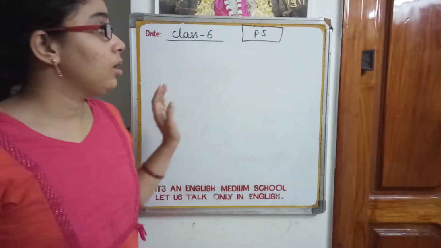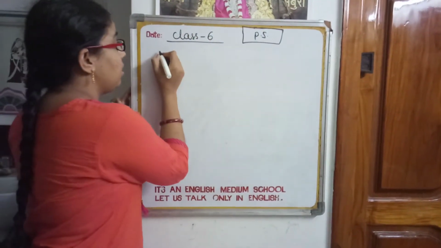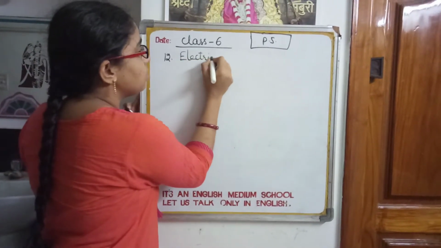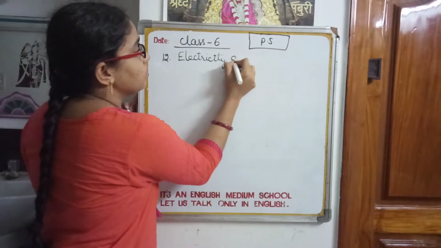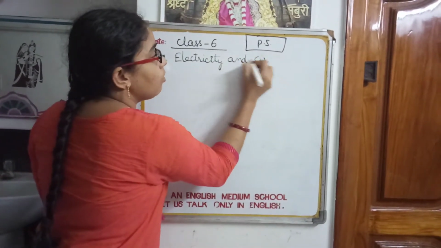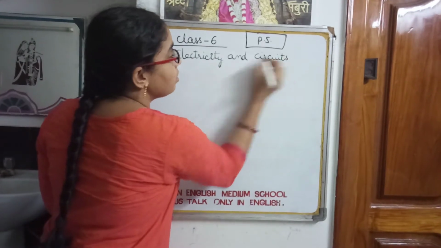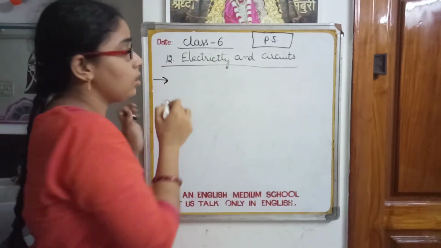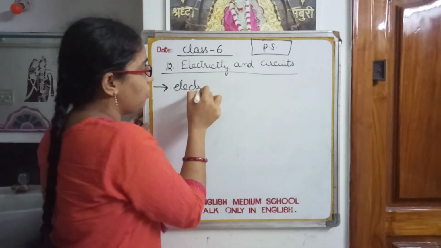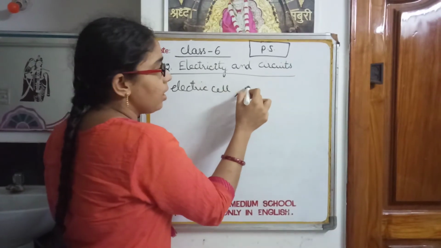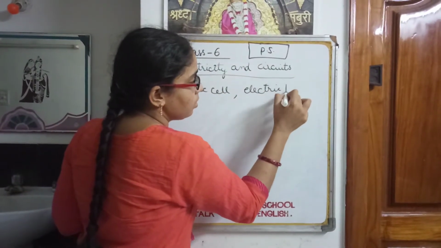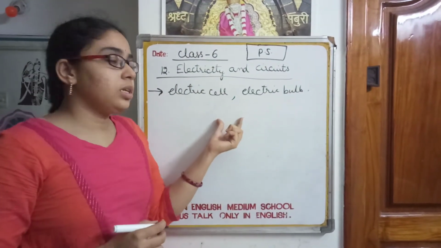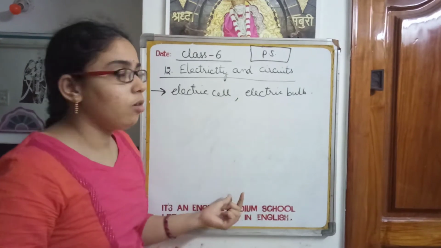To your PS class. In the previous sessions, I had started explaining this lesson, that is 12th lesson, electricity and circuits. Now I am going to explain the remaining topics in this lesson. In the previous session, I had explained about electric cell and electric bulb, right? So these two topics we discussed in the previous session. Now I am going to explain the remaining topics.